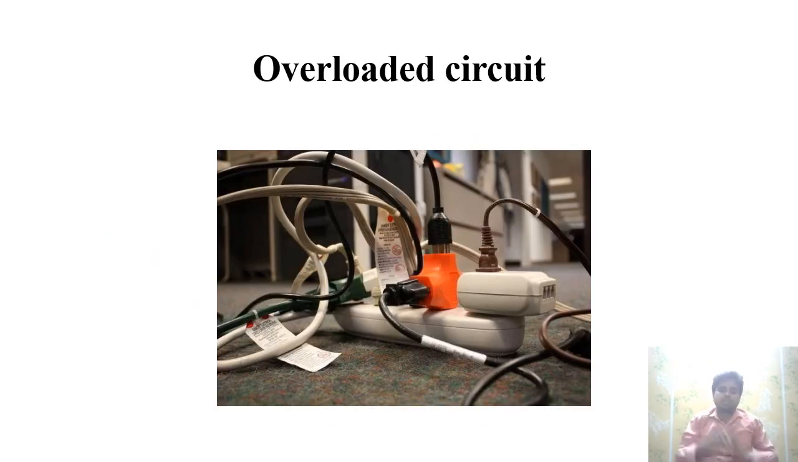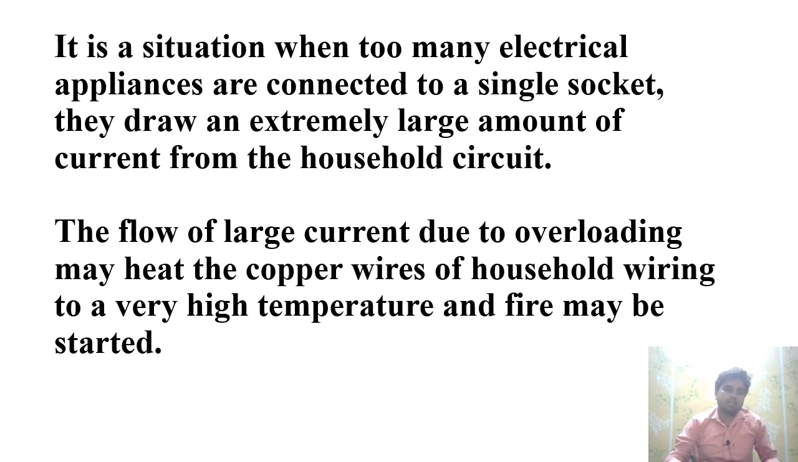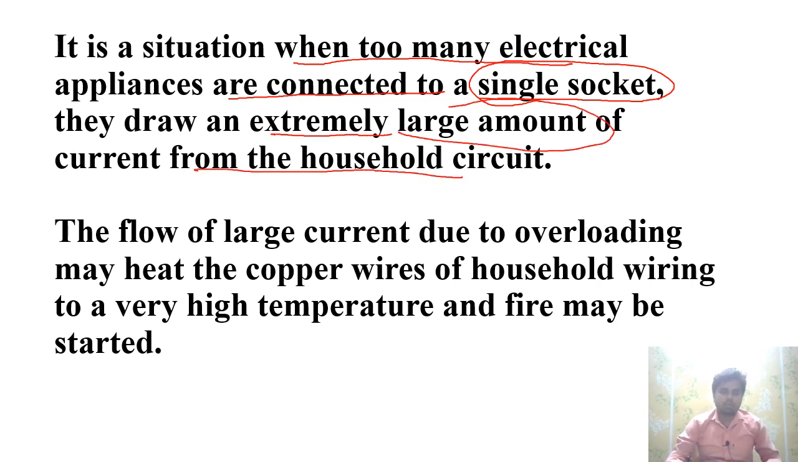Similarly, in this connection also, we can see that from only one circuit there are many more connections made. So what will happen? There will be excess of current taken from this circuit board. So this will create an overload in the circuit. Clear? So basically, it is a situation when too many electrical appliances are connected to a single socket. They draw an extremely large amount of current from the household circuit. Clear?